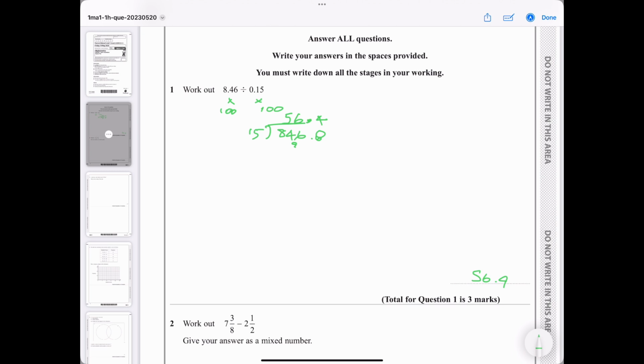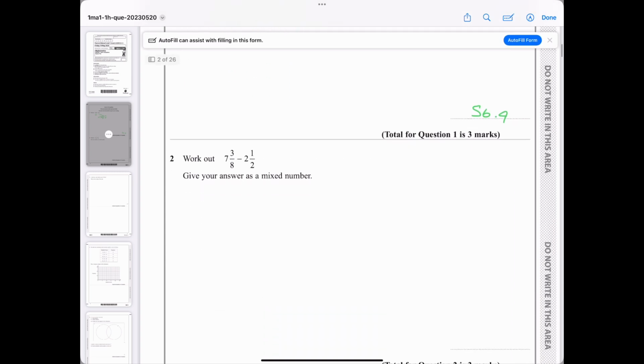Oh, 8.46. Try that again. Divided by 0.15 equals... Yeah, that's fine. So you don't need to do anything with that because as long as you keep them in proportion, you're good.